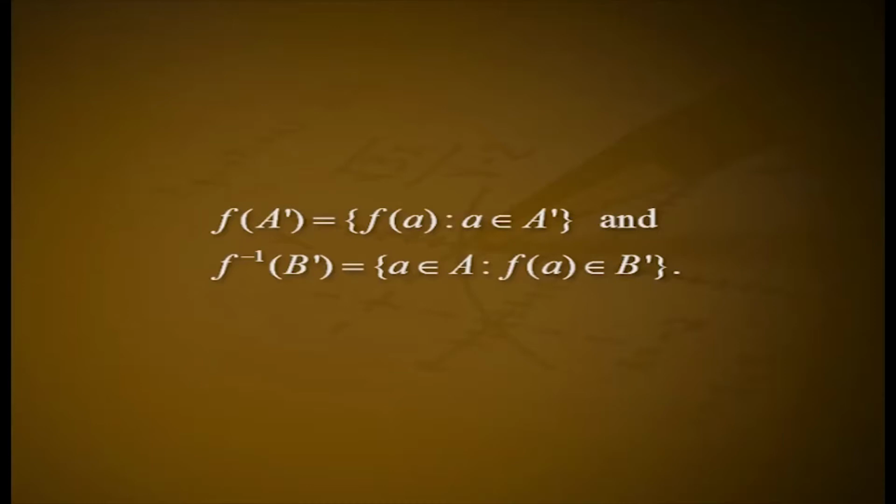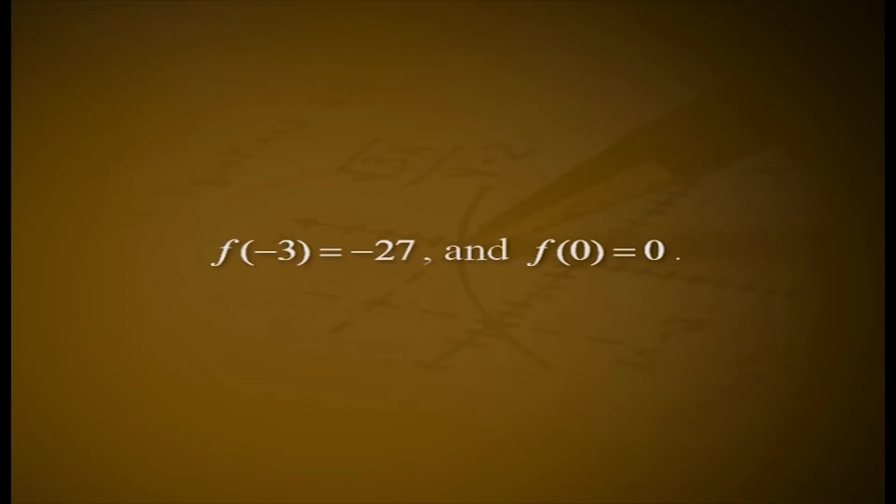Suppose f is a function from A into B. If A' is a subset of A, then f(A') denotes the set of images of elements in A', and if B' is a subset of B, then f⁻¹(B') denotes the set of elements of A, each of whose image belongs to B'. That is, f(A') is the set consisting of f(a) such that a belongs to A', and f⁻¹(B') is the set consisting of a belongs to A such that f(a) belongs to B'. We call f(A') the image of A' and f⁻¹(B') the inverse image or pre-image of B'.